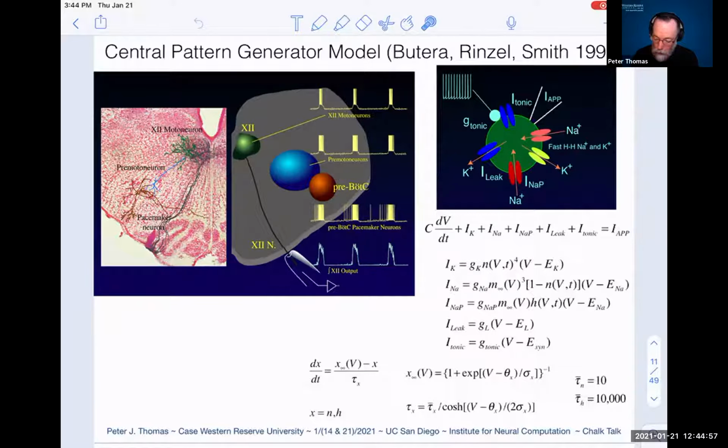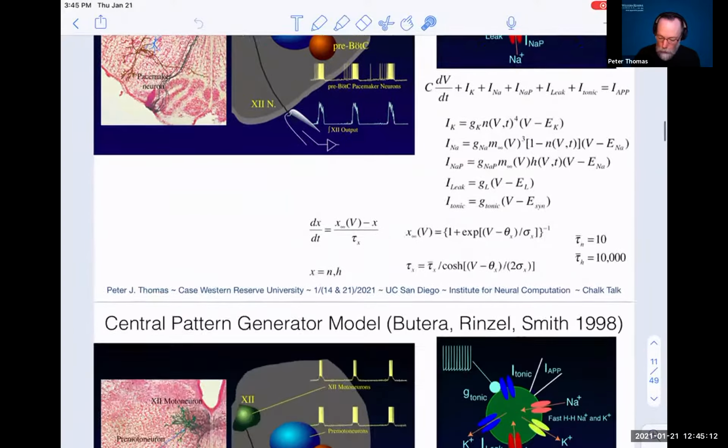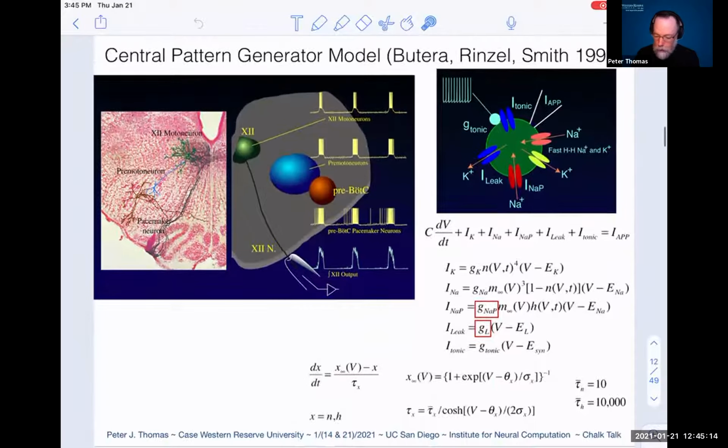Okay, the gates follow standard first order activation and inactivation kinetics. They've got a sort of sigmoidal onset curve. The other new current is the g tonic. This is just an excitatory conductance that tends to drive the cell to fire, and that's going to play an important role later on.